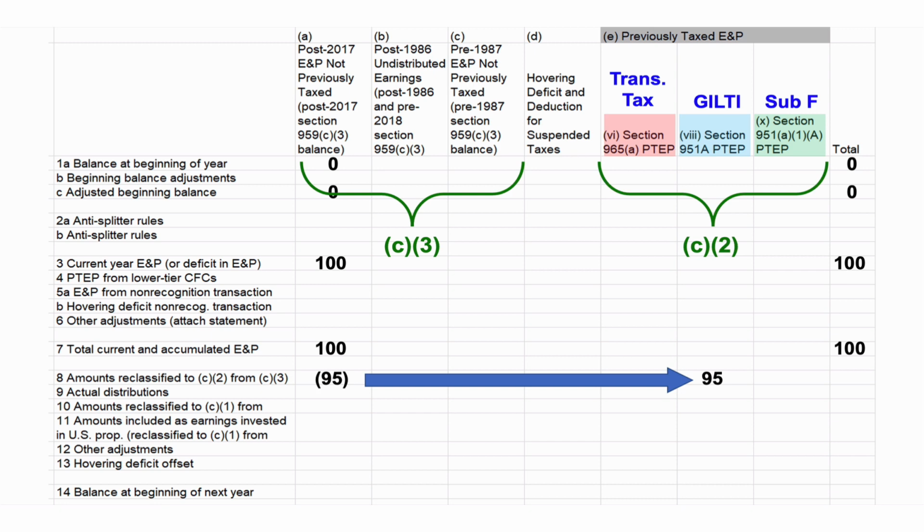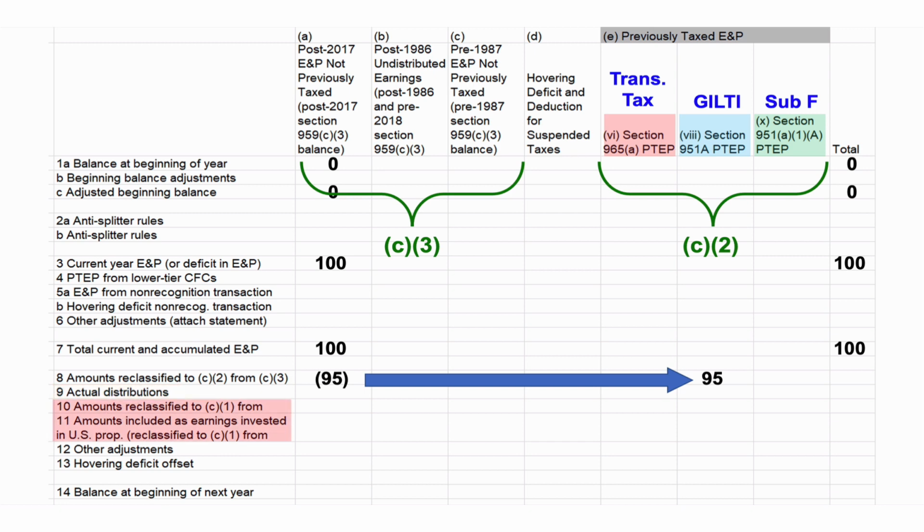This reclassification is intended to track the portion of the CFC's earnings which have already been taxed to the U.S. shareholders. Therefore, when these previously taxed earnings are distributed to the U.S. shareholder, they are not taxed a second time. If there were any actual distributions, they would be shown on line 9. The ordering rules for distributions can be a bit complicated, but they usually first come out of C1 PTEP, and then out of C2 PTEP, and then out of C3 non-PTEP.